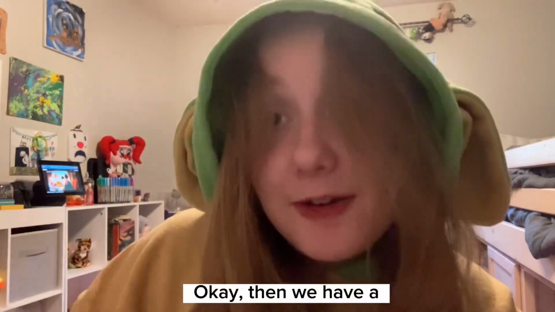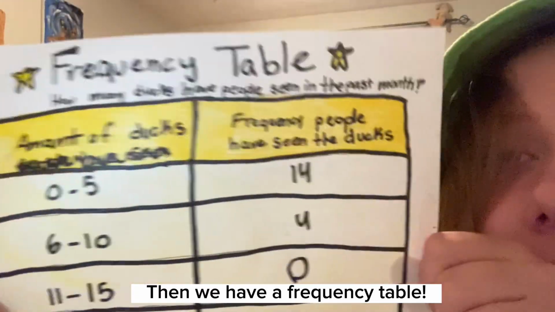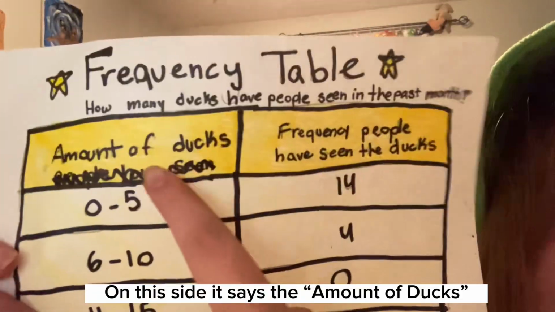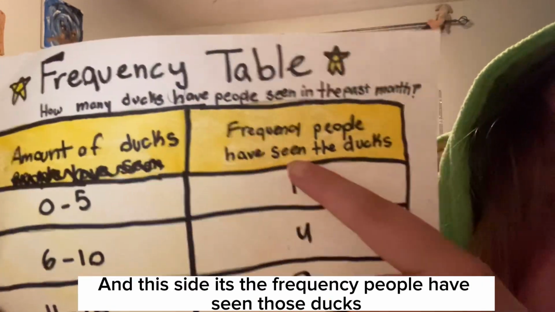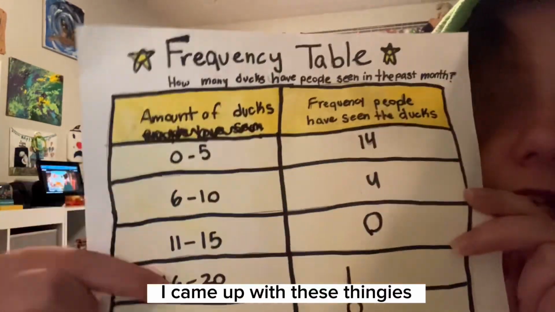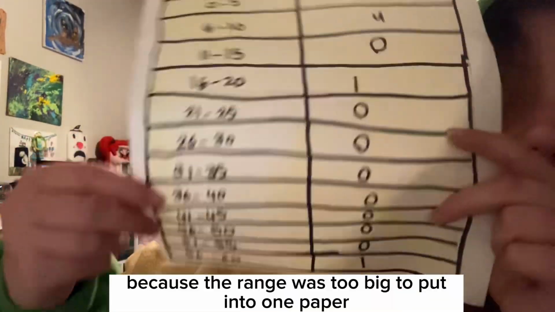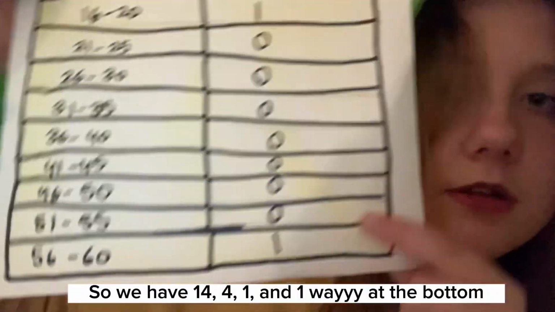Okay, then we have a frequency table. On this side it says the amount of ducks. On this side it's the frequency people have seen those ducks. I went off of these groupings because the range is too big to put into one paper. So we have 14, 4, 1, and 1 way at the bottom.